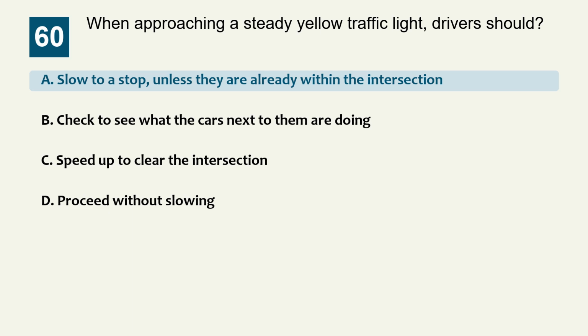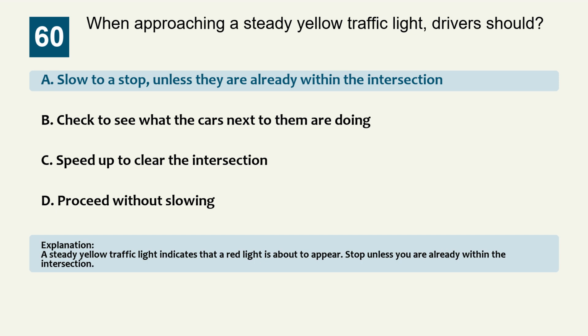The correct answer is option A. Slow to a stop unless they are already within the intersection. A steady yellow traffic light indicates that a red light is about to appear. Stop unless you are already within the intersection.